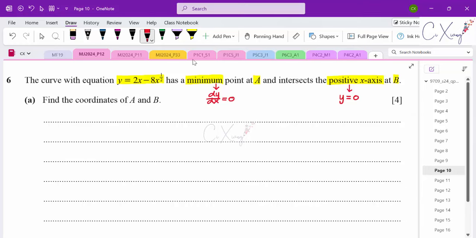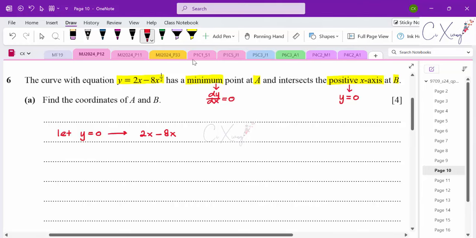So I will start with point B first. I let y equal 0. What will happen to my equation here? I'll have 2x minus 8x power half equals 0. From here, I can factorize out 2 square root x. If I factorize out the 2 square root x, what I still have is square root x, then minus 4 equals 0.